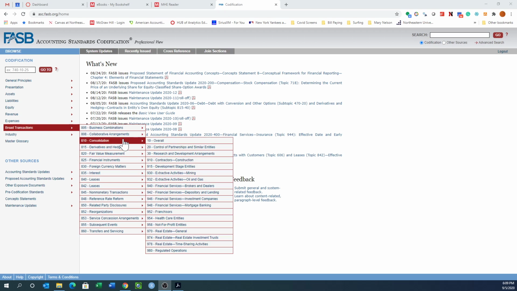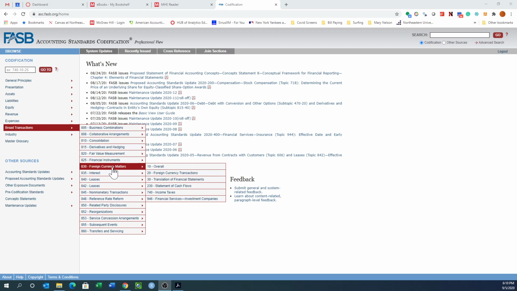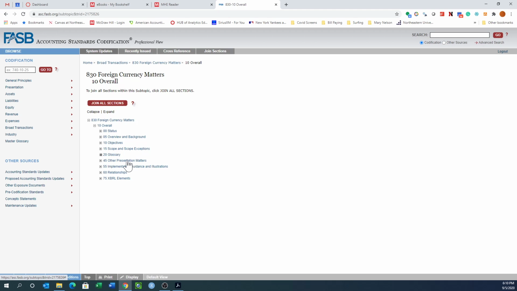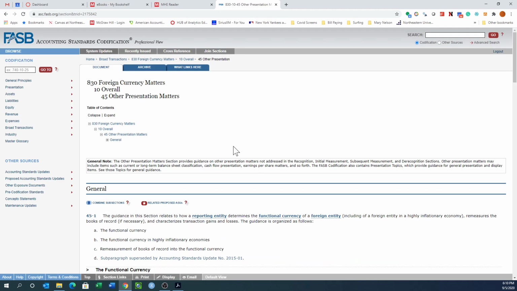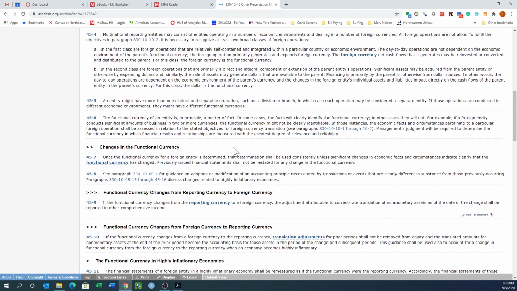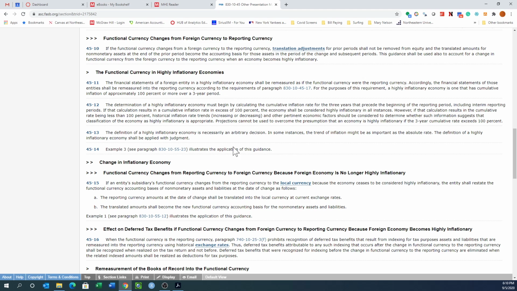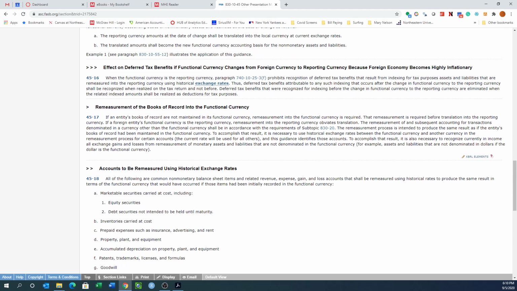So let's go to our literature. Let's go over to our foreign currency matters, and let's take a look at overall. And we want to take a look at other presentation matters here. We've talked about functional currency; we've already looked at a lot of this stuff. There's a lot of discussion about highly inflationary economies. We're going to hold that in abeyance. That's a special circumstance. We don't generally have highly inflationary economies, so let's keep it based on basic blocking and tackling. And let's come down here to 45-17.